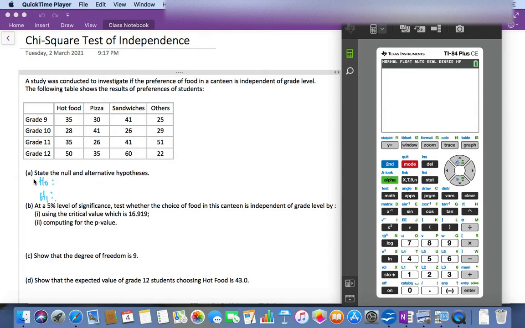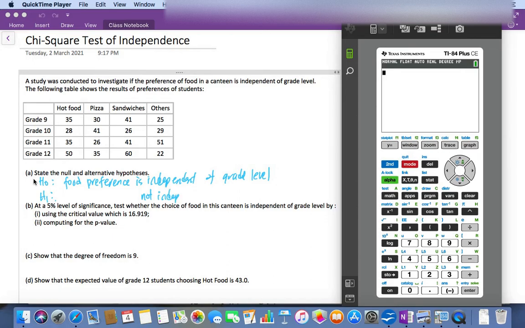Okay, so we're going to say food preference is independent of grade level. And for the alternative hypothesis, we're going to say food preference is not independent of grade level.